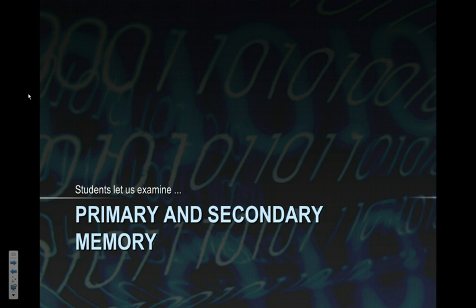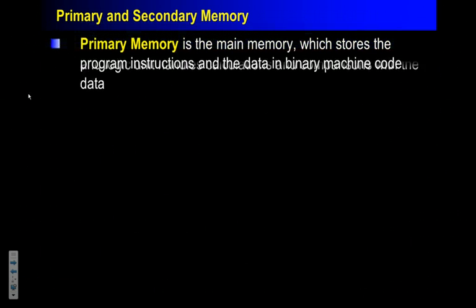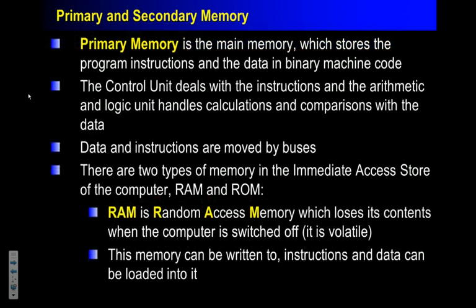So basically, let's talk about the difference between a primary memory and a secondary memory, okay? Primary is your main memory. It stores your instructions and the data in binary, okay? The control unit deals with the instructions, and the arithmetic and logic unit handles the calculations and the comparisons. These data and these instructions are moved around inside the CPU by buses. Remember, buses is just a fancy word for wiring, right? It's the way to transfer the data around.